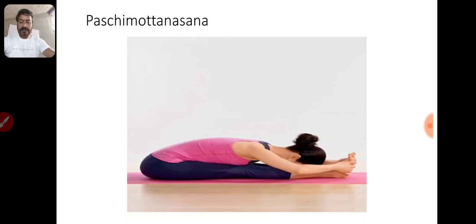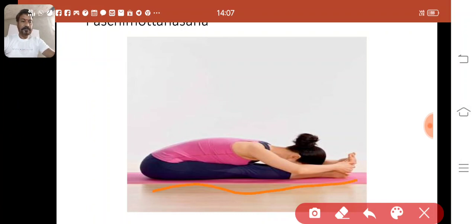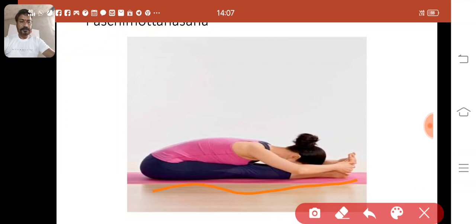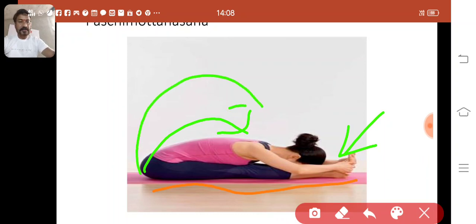How should we perform Paschimottanasana? Sit up with the legs stretched out straight in front of you on the floor. As you can see, keep the spine erect and toes flexed towards you. Bring your respiration to a normal status, breathing in slowly. Raise both arms straight above your head, straight up like this, and you have to do the stretching.